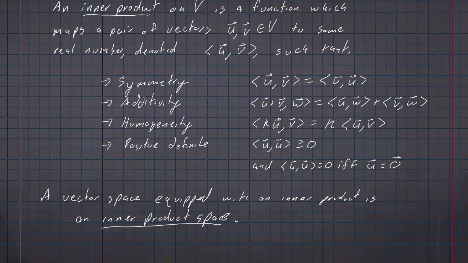And if you have a vector space with which you have equipped an inner product, you now have what we call an inner product space. And having an inner product space allows us to do a couple of additional things that we couldn't do with vector spaces otherwise. Before I get to some of those things, I want to go through a couple of properties.